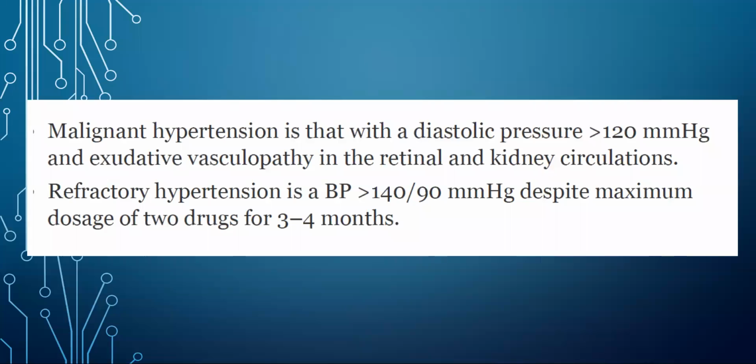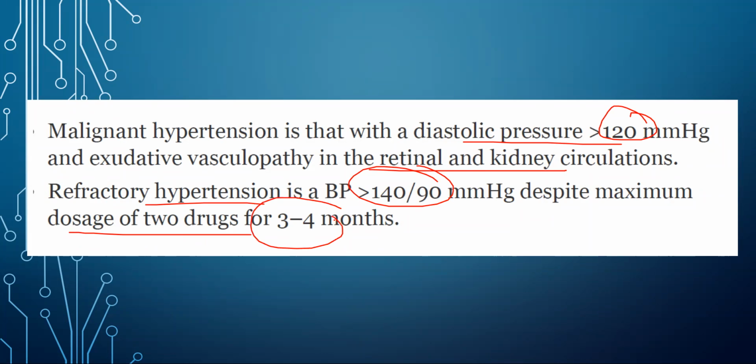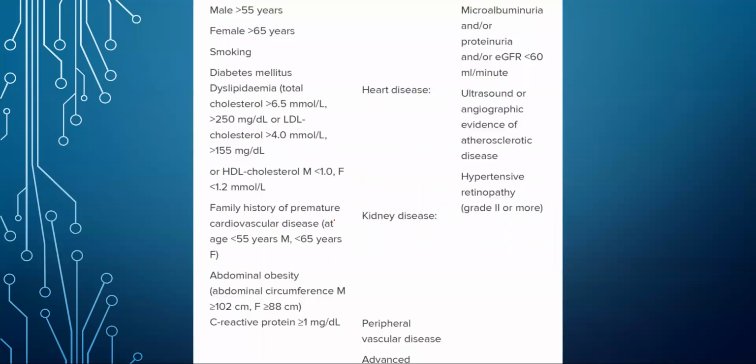What is malignant hypertension? If a patient has diastolic pressure more than 120, and also has retinopathy and kidney failure, that is malignant hypertension. What is refractory hypertension? If the blood pressure is still high despite giving maximum dose of 2 drugs for 3 to 4 months. So if you have given maximum 2 drugs, but the patient still has high blood pressure, that is refractory hypertension.